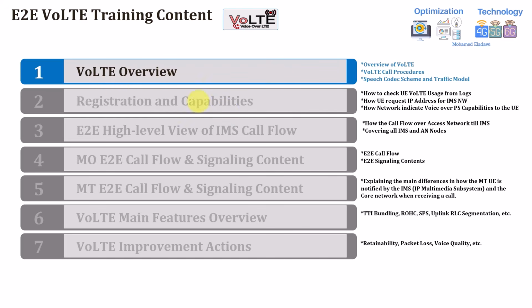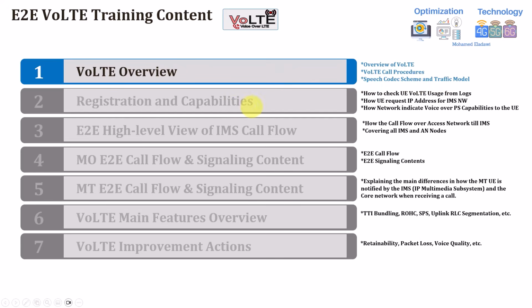The first video, which is today, will be covering the first 3 points: a VoLTE overview, then registration capabilities, and the end-to-end high-level view of IMS. The VoLTE overview covers an overview in general about VoLTE, what is meant by VoLTE, why we need VoLTE, and so on. Then the call procedures at a high level. Then we'll be speaking about the codec scheme, traffic models, and so on.